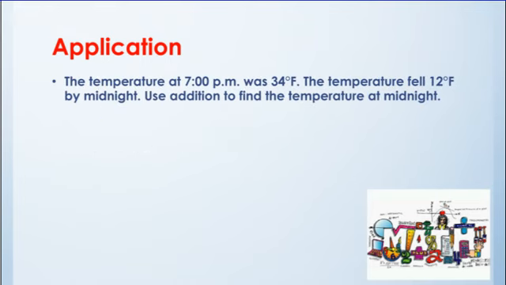And then our final question. The temperature at 7 p.m. was 34 degrees Fahrenheit. The temperature fell 12 degrees by midnight. Use addition to find the temperature at midnight. So 34 degrees at 7 p.m. It fell, which means it lost 12 degrees, but I have to write it as addition. So I'm adding a negative 12 degrees Fahrenheit.